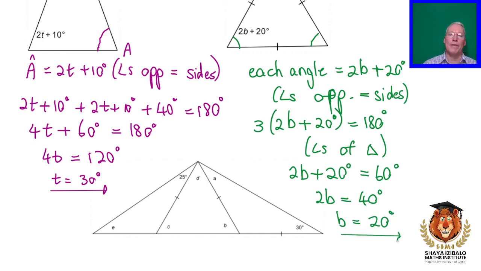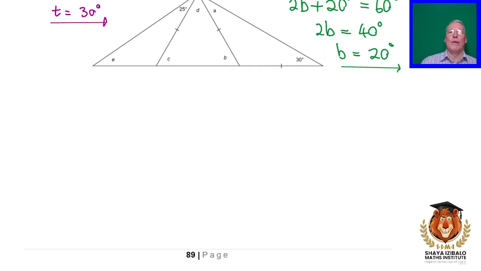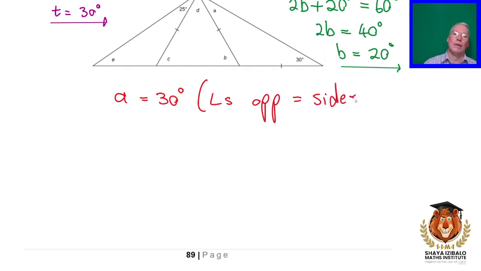Okay, right, this next one, we've got quite a lot going on here. Well, the first thing we know is that C and B are actually equal. All right? Well, in fact, let's start with A. We know that angle A is 30 degrees because angle A is opposite this side, which is equal to this side. So angle A equals 30 degrees. Angles opposite equal sides. Okay, so we know that this is 30 degrees.